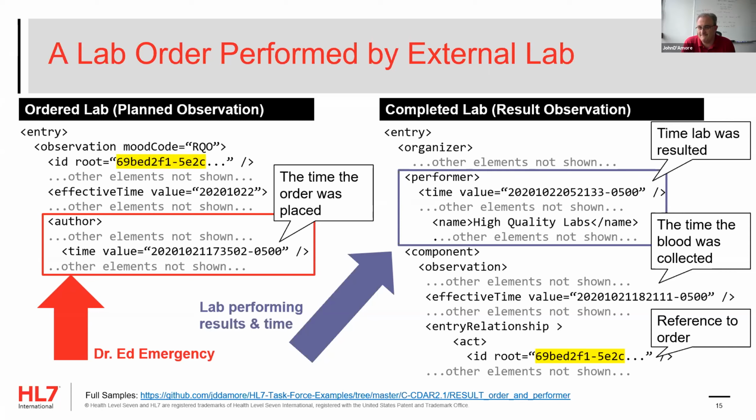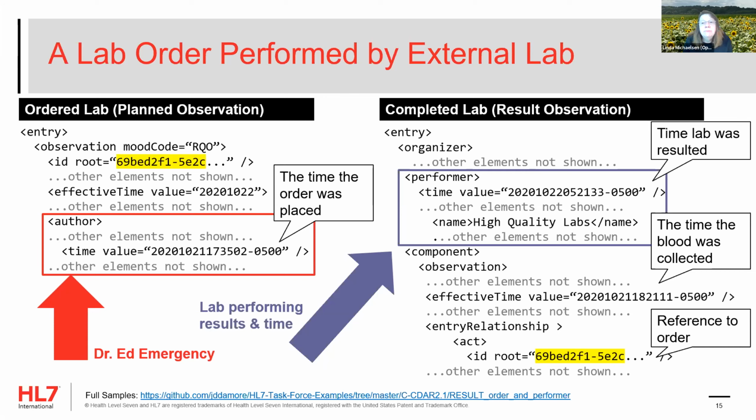I was thinking about the placer and filler. The placer order number could be an ID with a root for the practice, where the extension is the placer order number, and then that could tie back through the entry relationship. And then there's the filler or the accession, which could be an ID, but like you said, Lisa, how do you know what that ID means without this new extension?